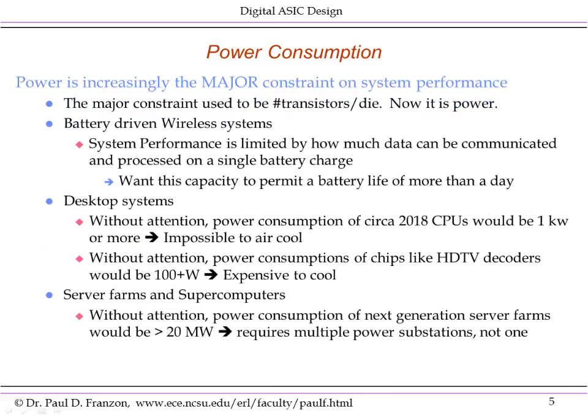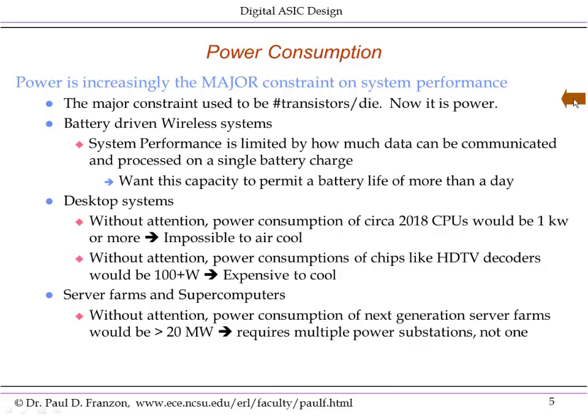So what this all adds up to is that today, power is the major constraint on system performance. It used to be the number of transistors per die times the clock frequency. This is why, particularly about 10 years ago, there was a big race to keep adding more and more transistors and the clock at a faster and faster rate so you can get more performance out of the chip. Well, bang, we hit a power wall.